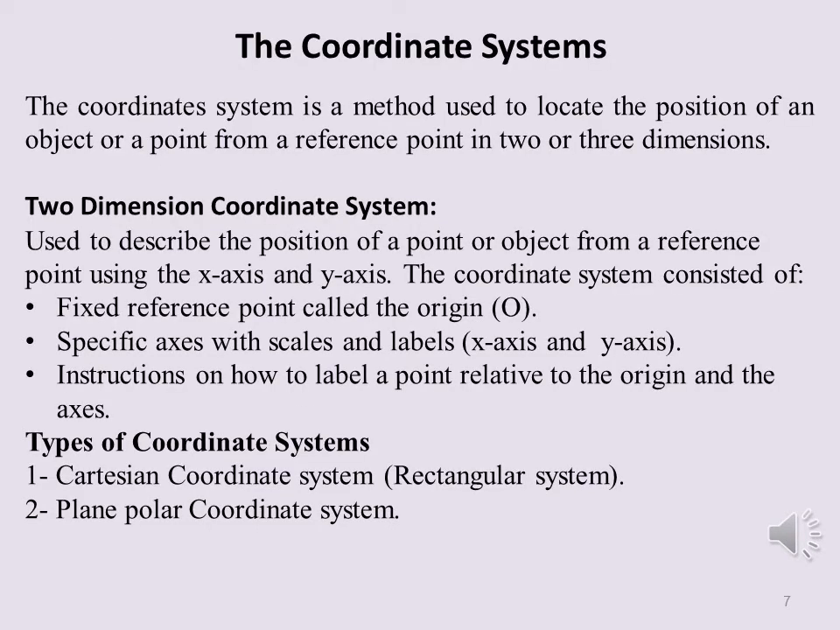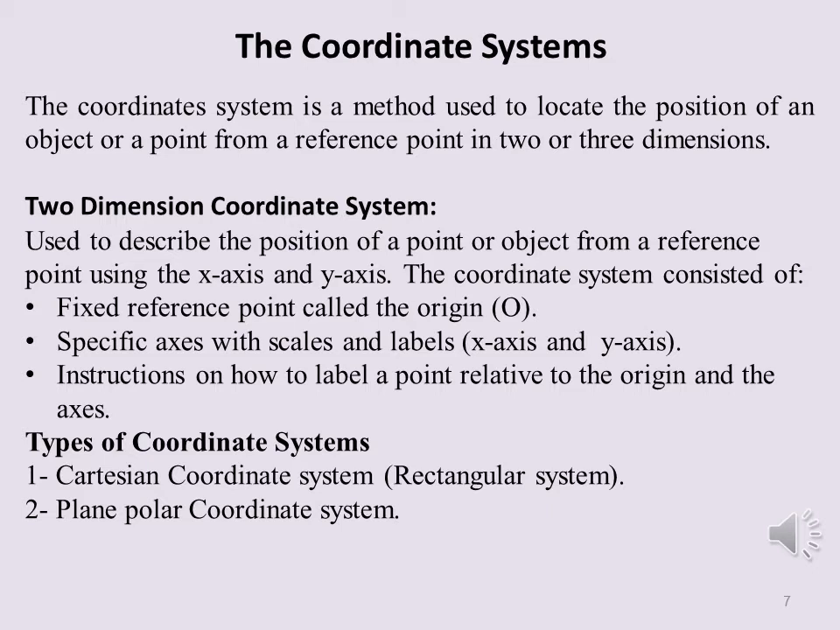The coordinate systems. The coordinate system is a method used to locate the position of an object or a point from a reference point in 2 or 3 dimensions. Two-dimension coordinate system. Used to describe the position of a point or object from a reference point using the x-axis and y-axis. The coordinate system consists of a fixed reference point called the origin, O. Specific axes with scales and labels, x-axis and y-axis. Instructions on how to label a point relative to the origin and the axis.